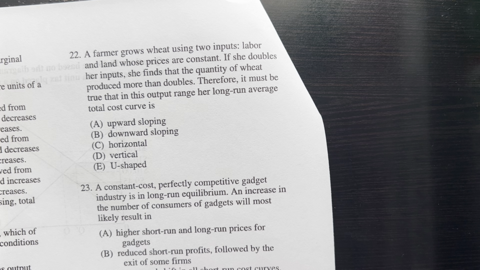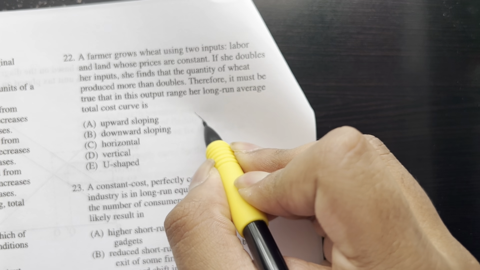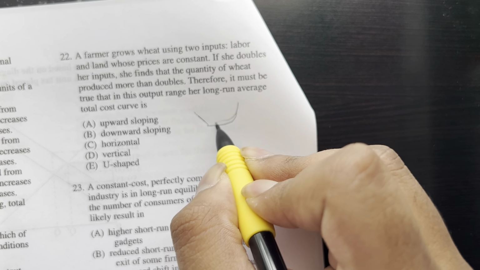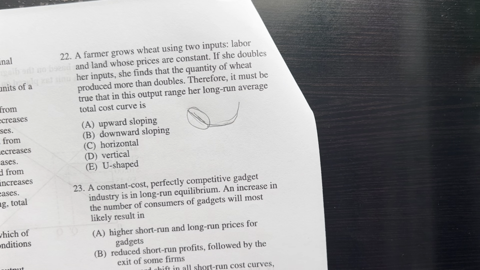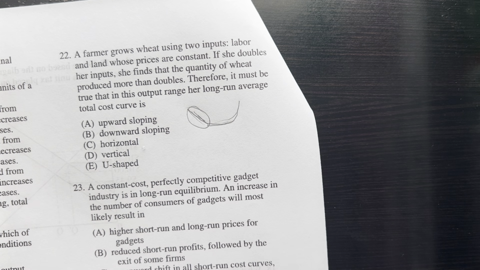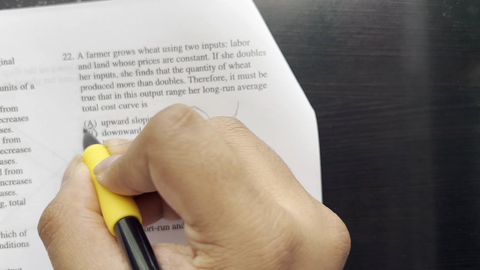That means she's in economies of scale. So she's in that first portion of the LRATC. It looks something like this. I drew it kind of badly, but she's in this range because she's getting more after doubling her inputs. So downward sloping.